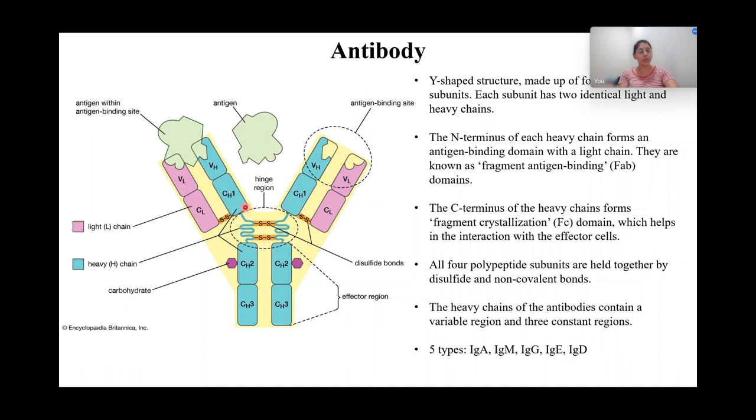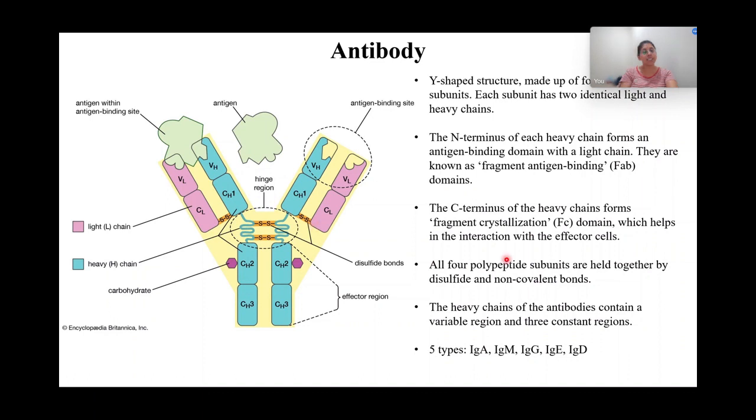Another important factor is that this region of the antibody, which consists of the variable portion of the heavy and the light chain, is also called the Fab domain, which is fragment antigen binding. Because they bind to the antigen, that's the antigen binding fragment, so you call it the Fab domain. And these are the crystallizing domain because they are the heavy part of the antibody, and that's why they are called the Fc domain.